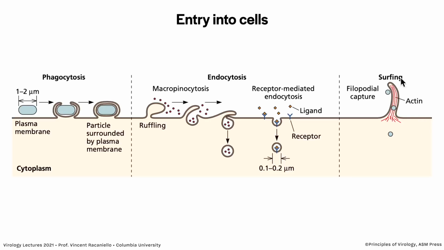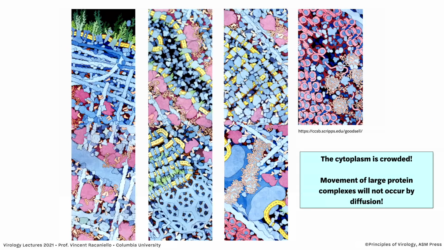There's a specialized kind of entry where we have these projections on cells called filopodia, and they can capture some viruses which can then enter these filopodia, and these move around on the cell surface. And so sometimes you can see virus particles bound to them, and it's called surfing. Kind of interesting. All right.